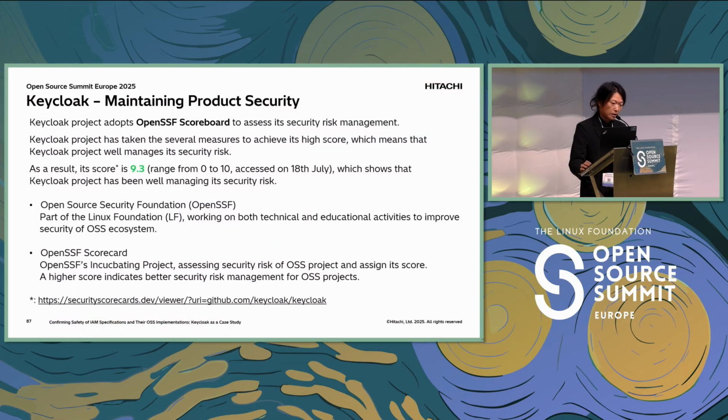And finally, I'd like to talk about how the Keycloak project maintains project security. The Keycloak project adopted the OpenSSF Scorecard to assess its security risk management. The Keycloak project has been taking several measures to achieve this score. And the current score is 9.3. I think the Keycloak project has been managing its security risk well at this time.